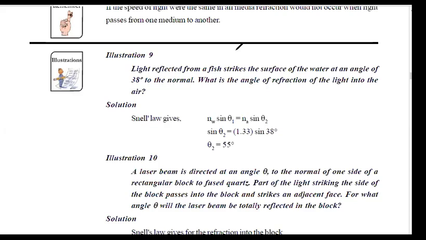When we talk about question number 10, a laser beam is directed at an angle theta to the normal of one side of a rectangular block of fused quartz. Part of the light striking the side of the block passes into the block and strikes the adjacent face. To what angle theta will the laser beam be totally reflected in the block?